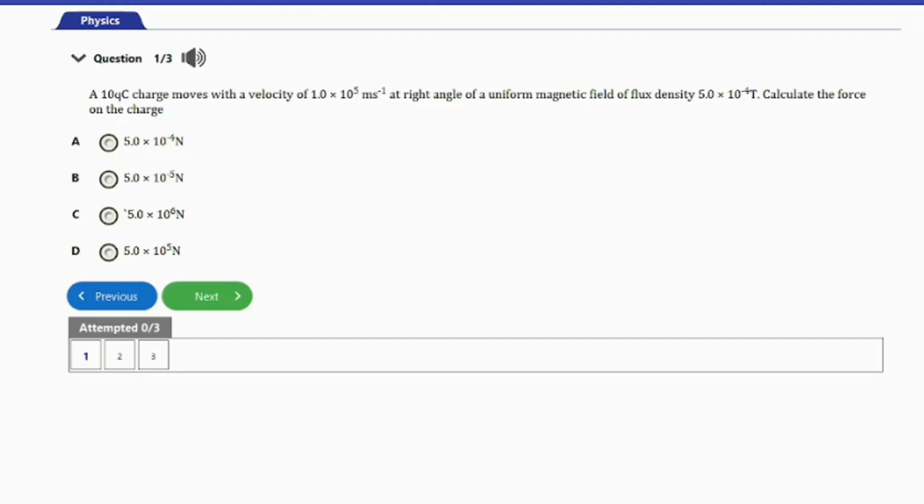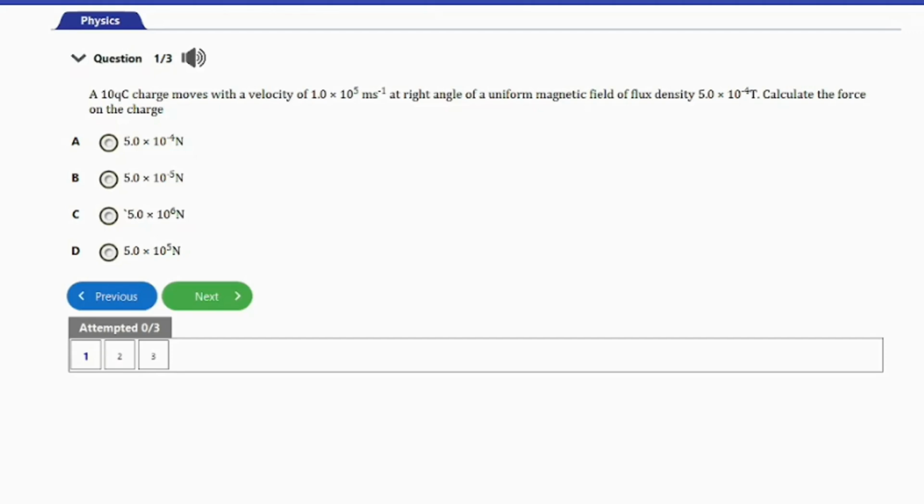It says a 10 microcoulomb charge moves with a velocity of 1.0 times 10 to the power of 5 meter per second at right angle to a uniform magnetic field of flux density 5.0 times 10 to the power of negative 4. Calculate the force on the charge.